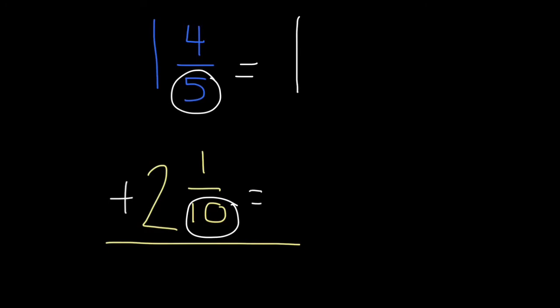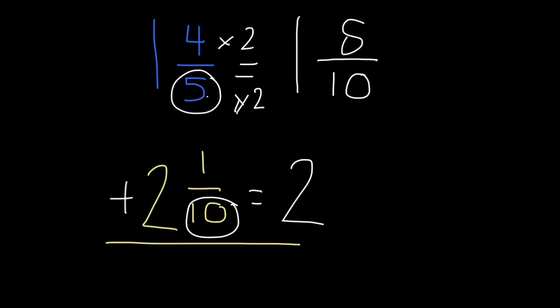So right away, I'm going to move that whole number over. And now I'm going to change the denominator to 10. 5 times 2 is 10, and 4 times 2 is 8. This should be a review of what we've done before. And then the 1/10 is going to stay the same. So now I have like denominators that I can add.